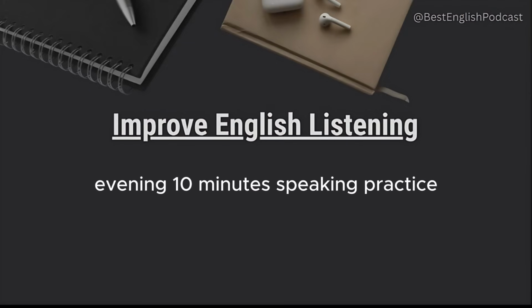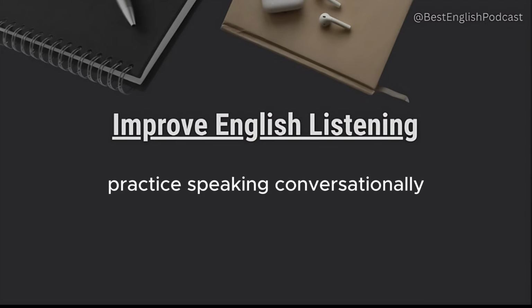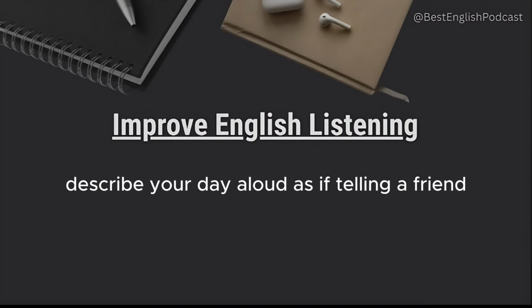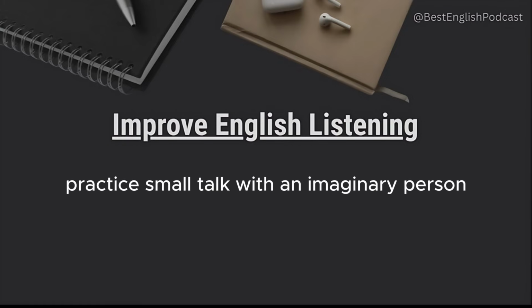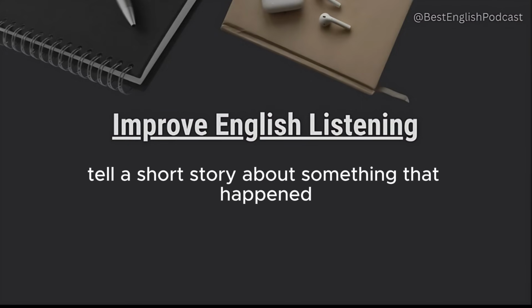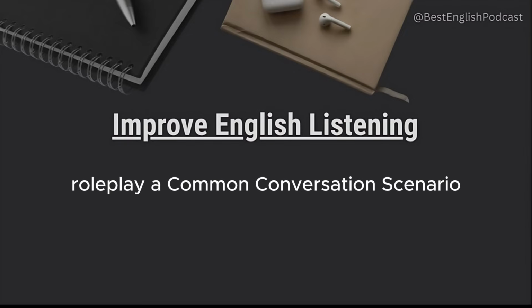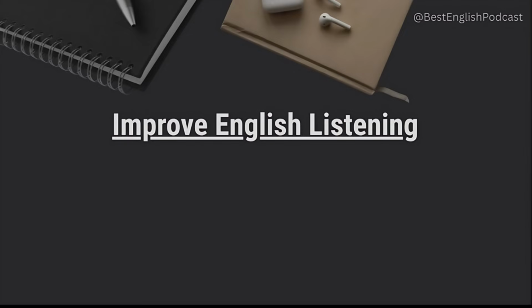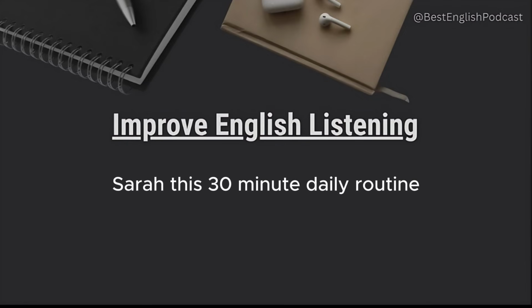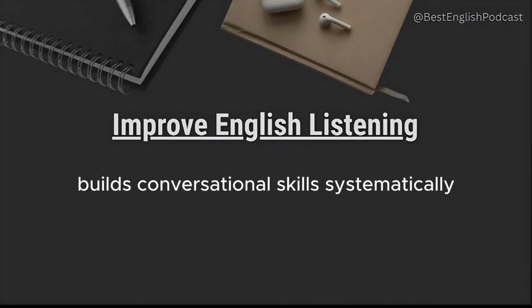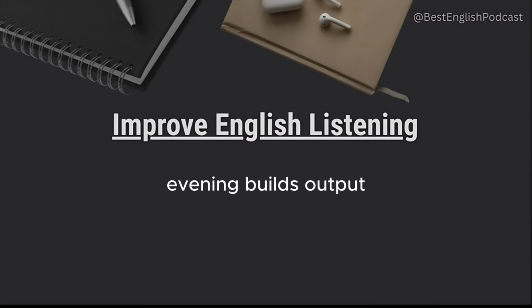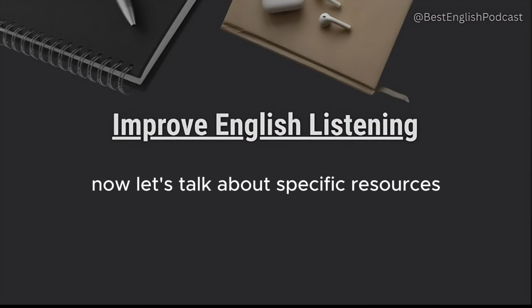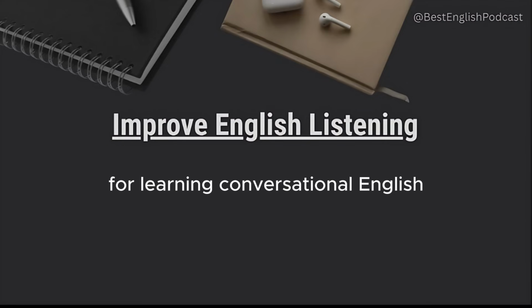Evening, 10 minutes. Speaking practice. Practice speaking conversationally. Describe your day aloud as if telling a friend. Practice small talk with an imaginary person. Tell a short story about something that happened. Role play a common conversation scenario. This 30-minute daily routine builds conversational skills systematically. Morning builds input. Afternoon builds phrases. Evening builds output. Now, let's talk about specific resources for learning conversational English.